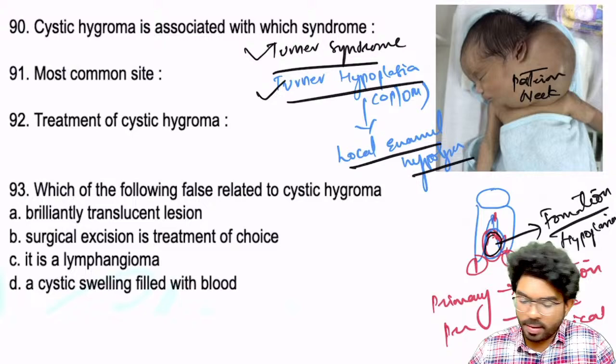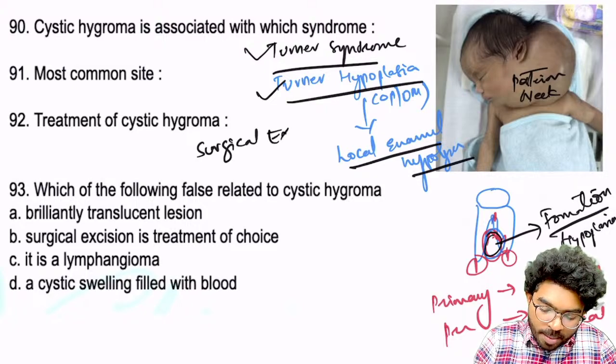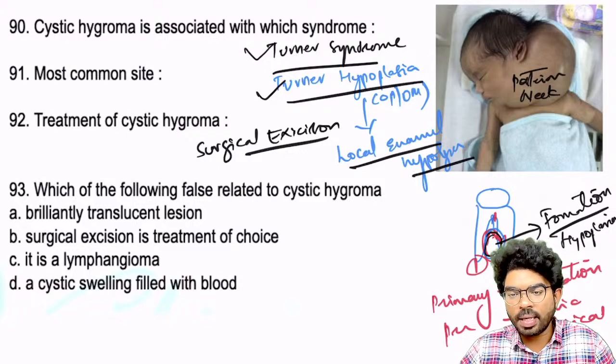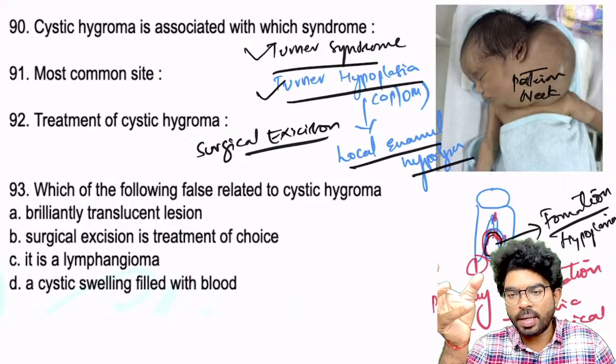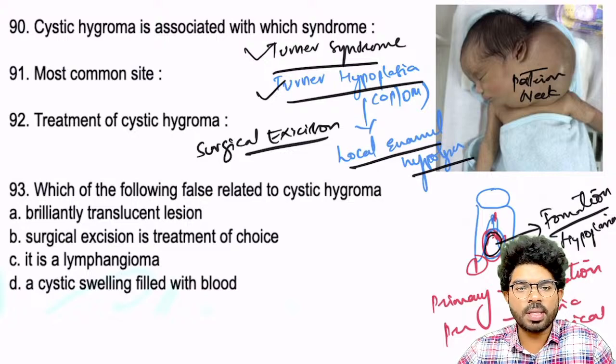Nicely remove it. Surgical treatment of cystic hygroma is surgical excision. Sometimes excision cannot be possible immediately because of the size and considering everything. In such conditions, you can give sclerosing agents. The sclerosing agents are going to decrease the size of the lesion. Once the size of the lesion is decreased, then you can go with the surgical excision of the cystic hygroma.